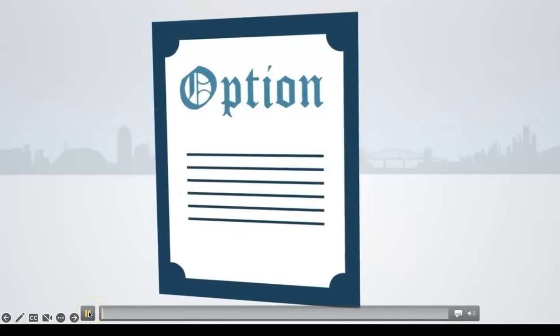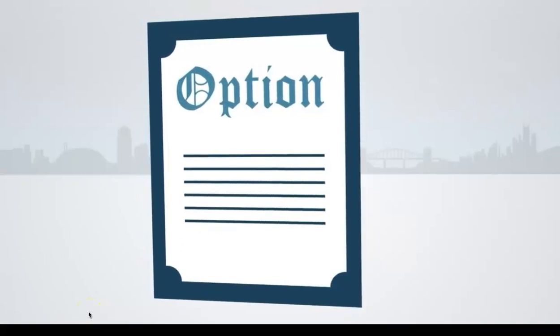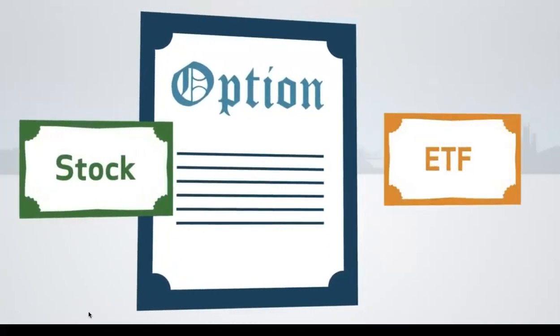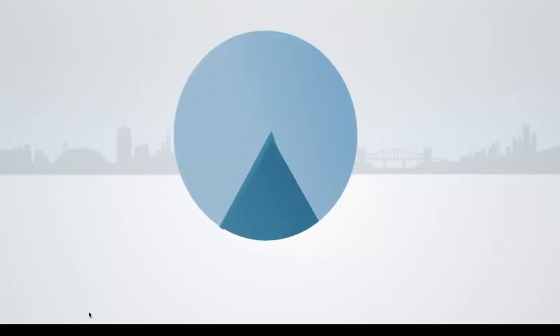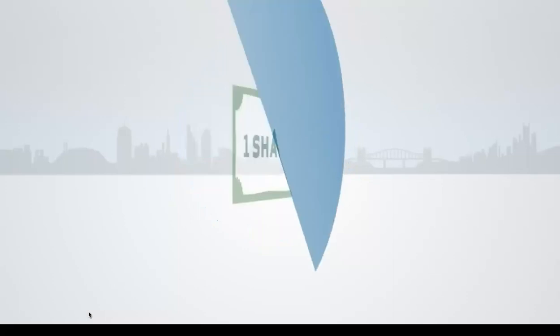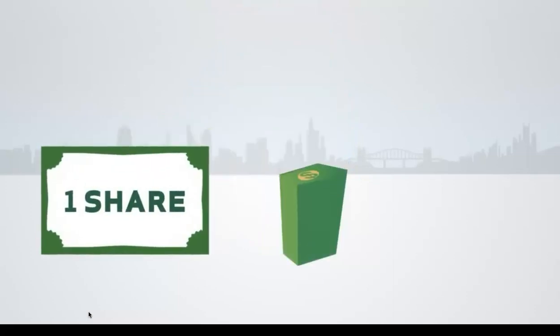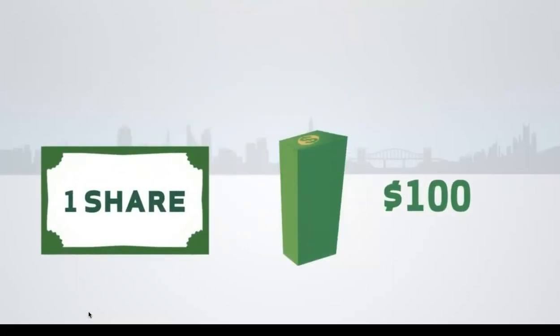Options trading is an alternative way for investors to invest in the performance of a security, such as a stock or an ETF. By trading options, an investor attempts to capture the up or down movement of a security while only investing a fraction of the cost it would take to own the actual security. For example, consider a stock that's currently trading at $100. If you purchased a share and the price went up $5, you would have a 5% return.